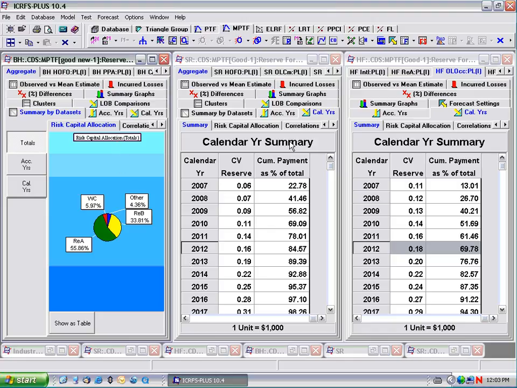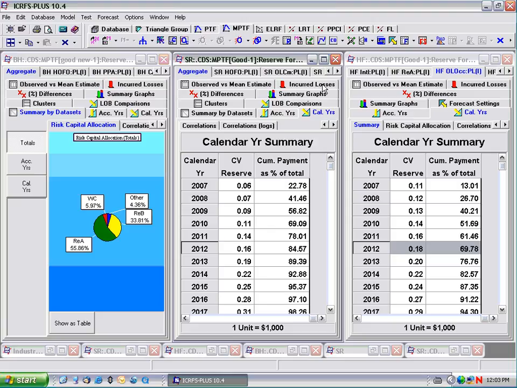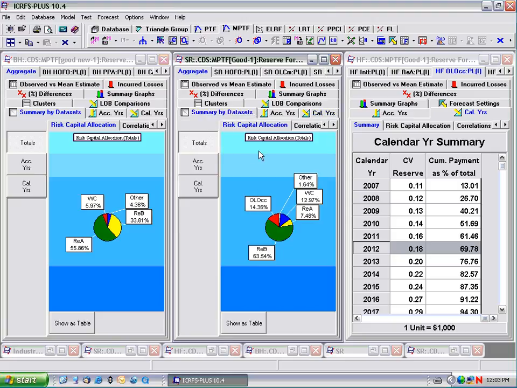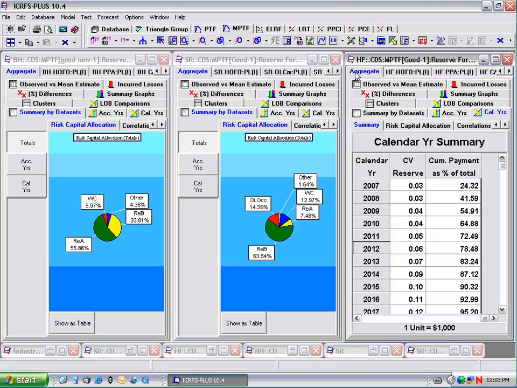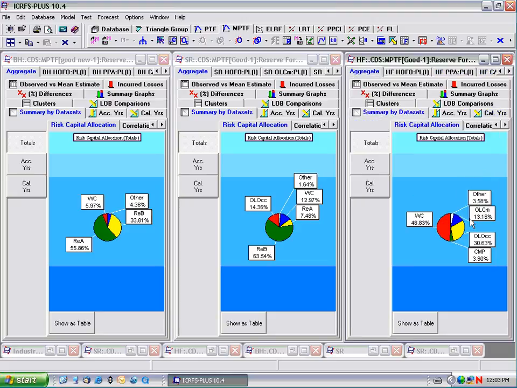Let's look at this one. Aggregate, summary by data sets, risk capital allocation. So for instance, for Hartford, 48% of the risk capital allocation is to workers' comp. Workers' comp, as far as Swiss Re is concerned, 12.97%, and for Berkshire, it's fine. Then you want to look at also the risk capital allocations as a percentage of the mean.